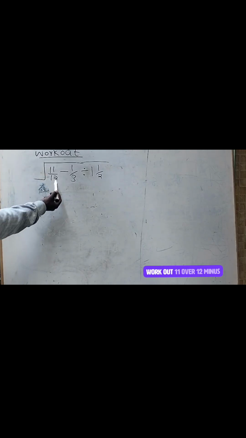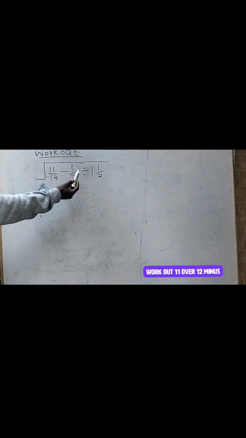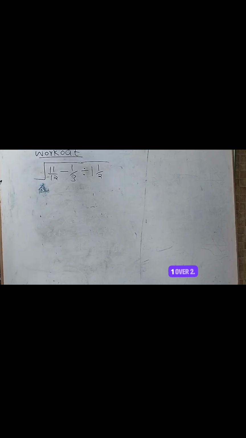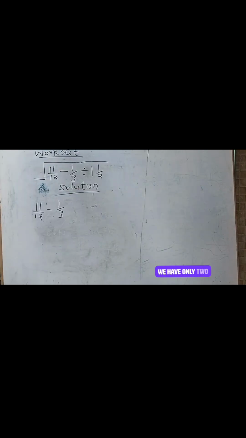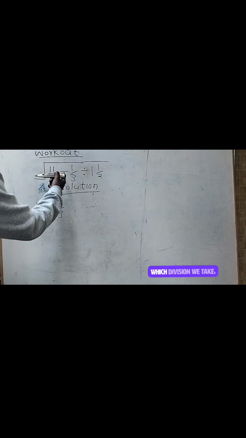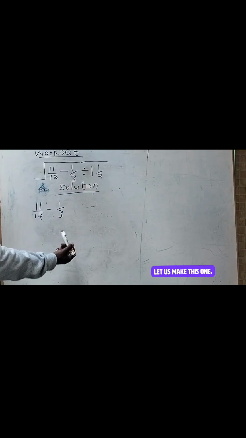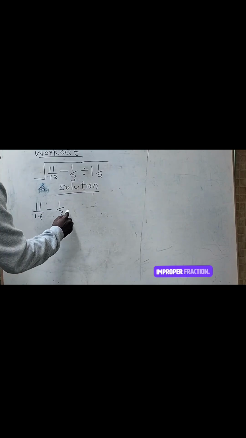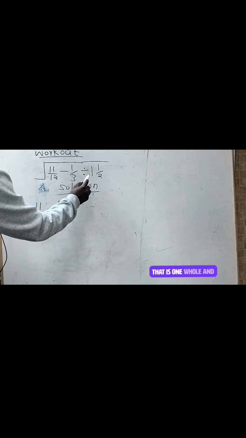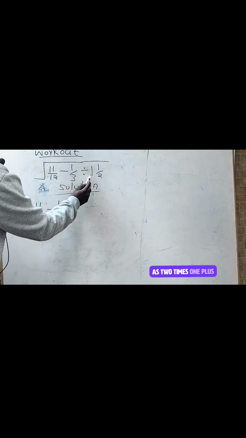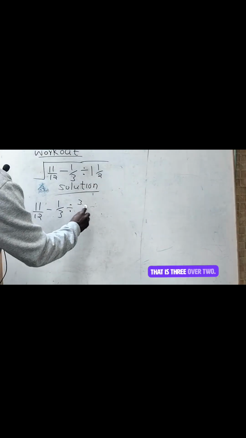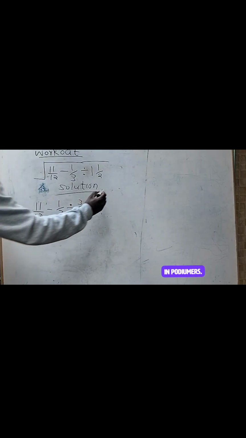Question number 1 is: work out 11 over 12 minus 1 over 3 divided by 1 and 1 over 2. This is how we do it. We have only two operations, that is minus and division. So before we decide which division we take, let us make this mixed number an improper fraction. That is 1 whole and 1 over 2 is the same as 2 times 1 plus 1, that is 3 over 2.